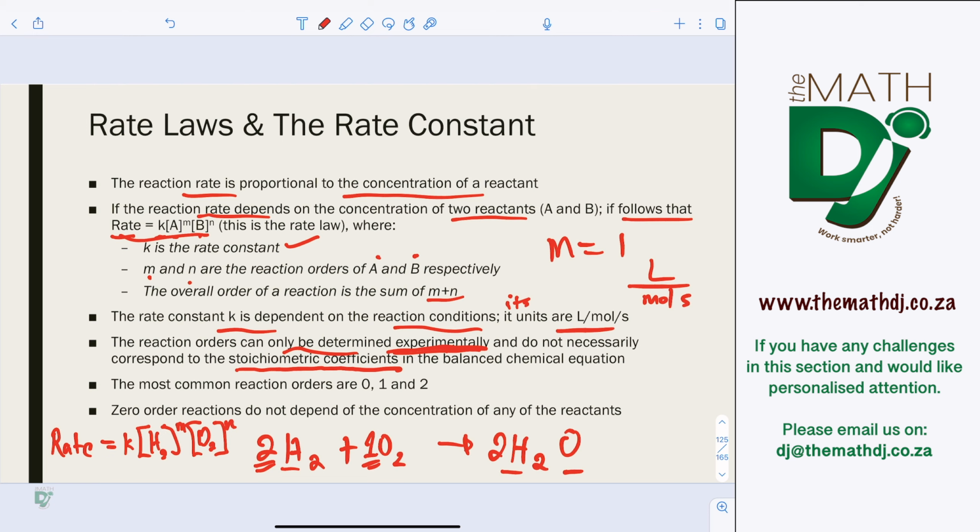So the most common reaction orders are 0, 1, and 2. So zero order, first order, second order. Zero order reactions do not depend on the concentration of the reactant. So it means the rate of reaction is not increased by increasing the concentration. So it means concentration is independent from the rate of reaction. So this will be regarded as zero order reactions.